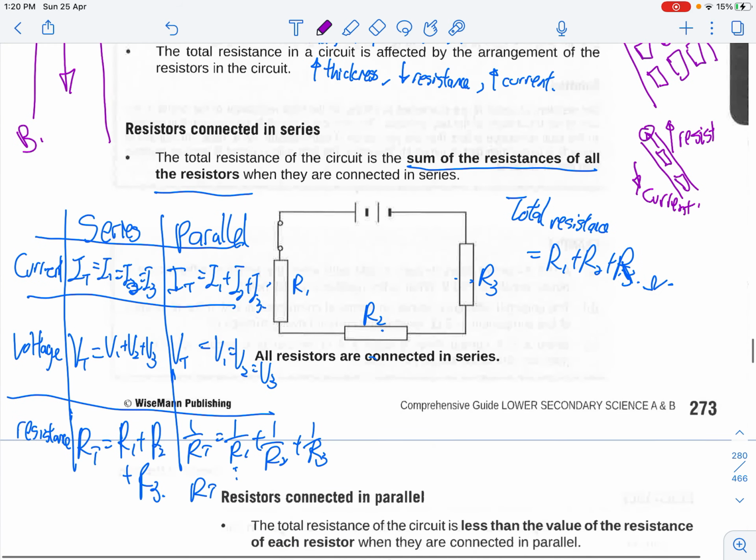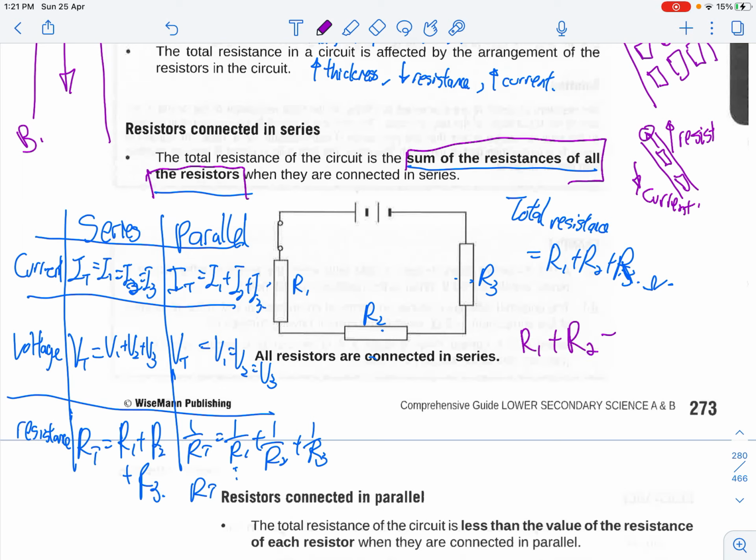How do we then calculate total resistance in a series arrangement? You just have to add all of them up together. In other words, let's say we look at this circuit where there is R1, R2 and R3. To calculate the total resistance, you just take R1 plus R2 plus R3. This is the total resistance. This is what we meant by sum.